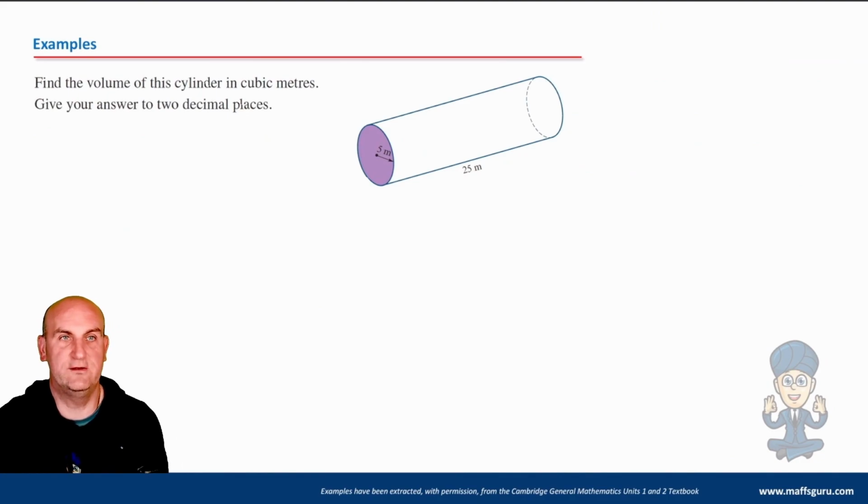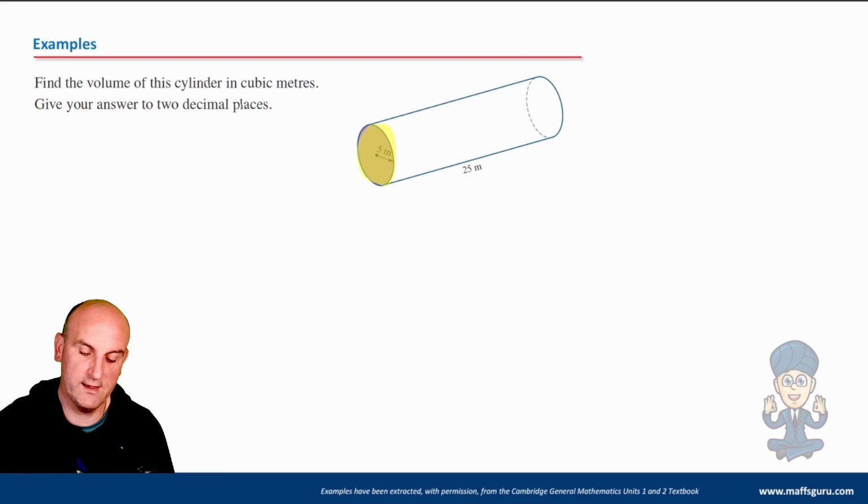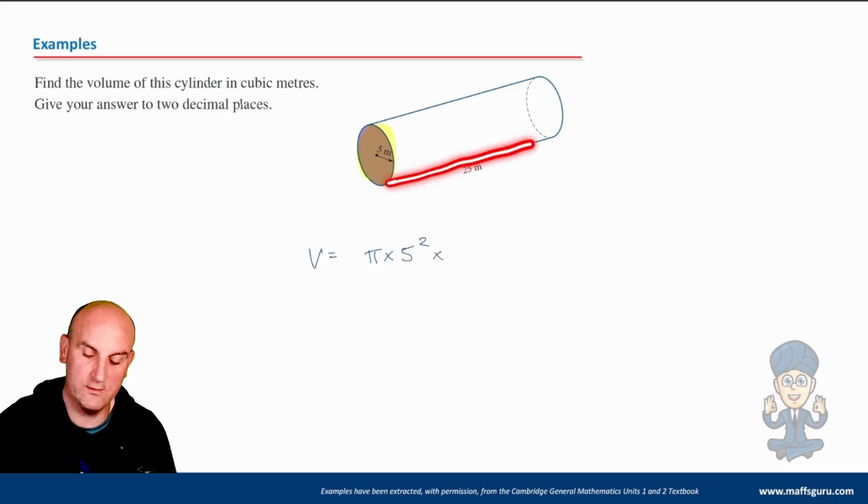Find the volume of this cylinder in cubic meters. We can do that because the first thing I'm going to do is find the area of the front. Well, that's a circle. So the volume is equal to the area, which is pi times radius squared, which is 5 squared, times by how far back it goes. And it's going back 25 meters.